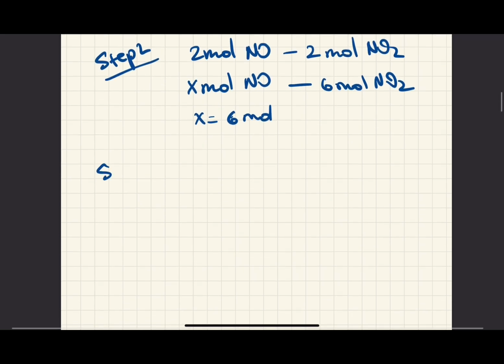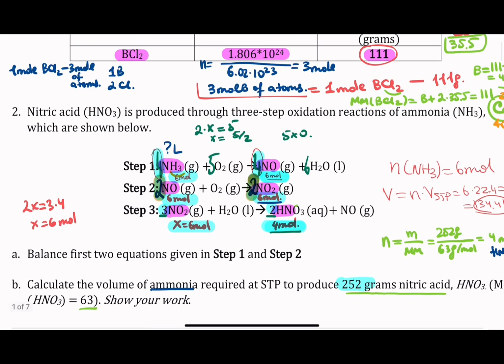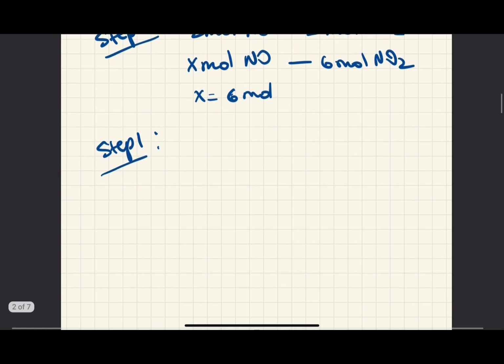And then you're going to go to the step 1, and from here you would say, okay, 4 NO is coming from the 4 moles of NH3.